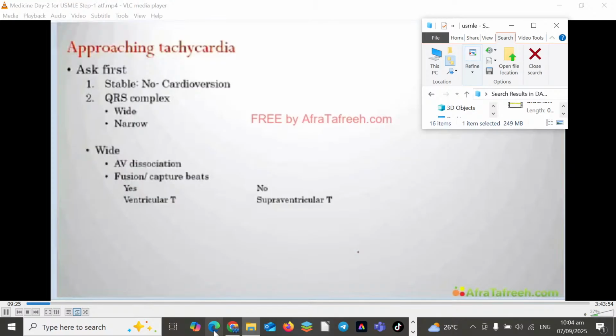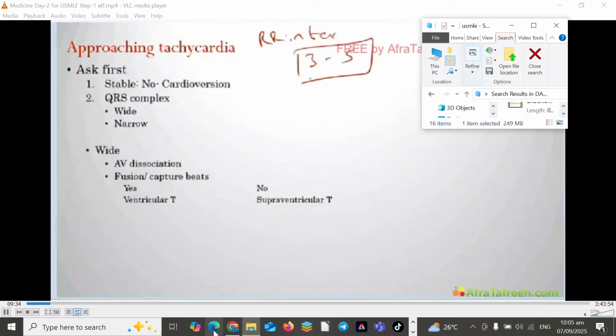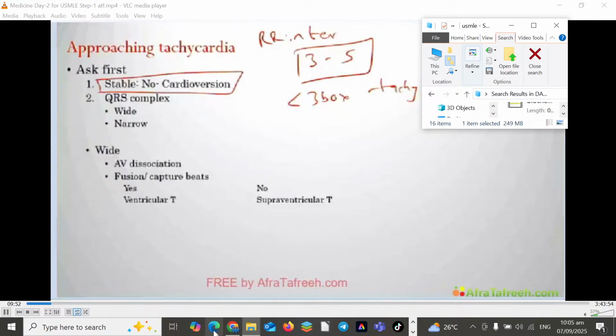So when you have tachycardia, you see the RR interval and you see that it is 3 to 5 boxes is our normal. When it is less than 3 boxes, it is tachycardia. Right? Once you see tachycardia, the next thing that you have to see in any question of arrhythmia is stability. First, you see if the patient is stable or not.